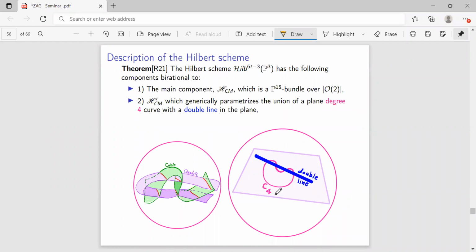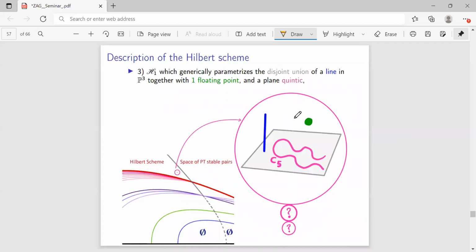The first two components are the same. We already met these two components in the space of stable pairs, right? One is the main component and one is this component which didn't have any point involved. And the new component is this. This component generically parameterizes again a plane quintic, a line, and one floating point this time.